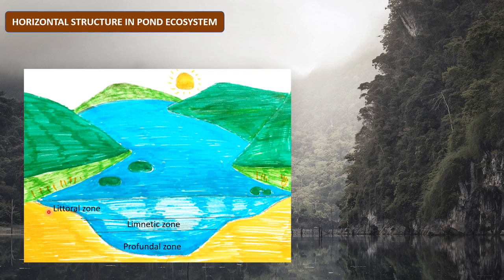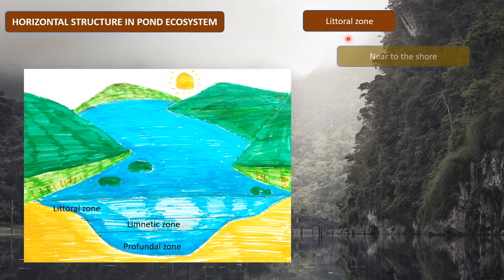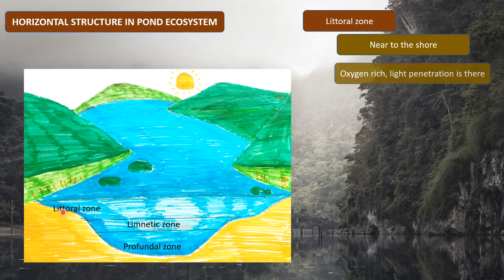So let us understand what these 3 zones are and on what criteria these zones are divided. First is the littoral zone. As you can see, this area where earth is in contact with the ocean water, sea water, or pond water is called the littoral zone. This is near to the shore, and this area is always oxygen rich.